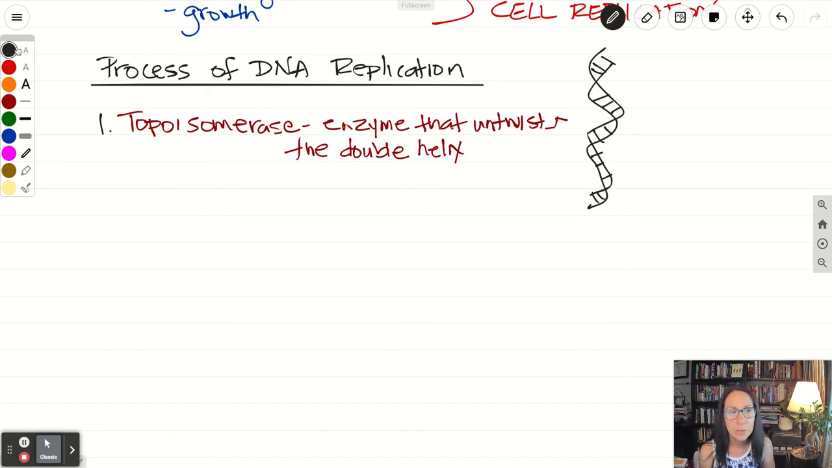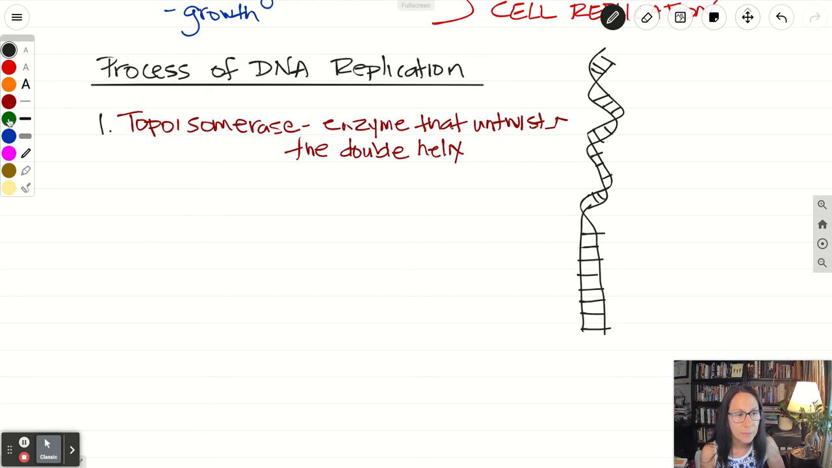Okay, and so what that looks like is this. Let's say we have this twisty ladder, but now we're going to have a straight ladder. That's a little bit too wide, let's narrow that up a little bit. And so the topoisomerase is going to take that twisted up ladder and straighten it out, because it needs to get access to the nucleotides.